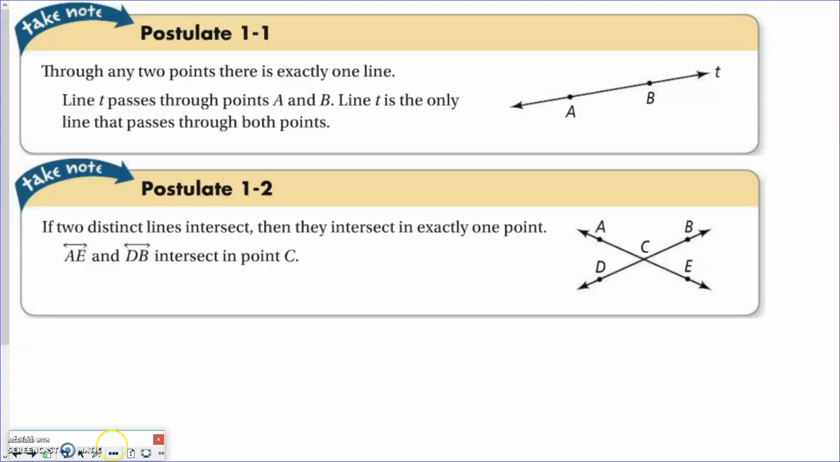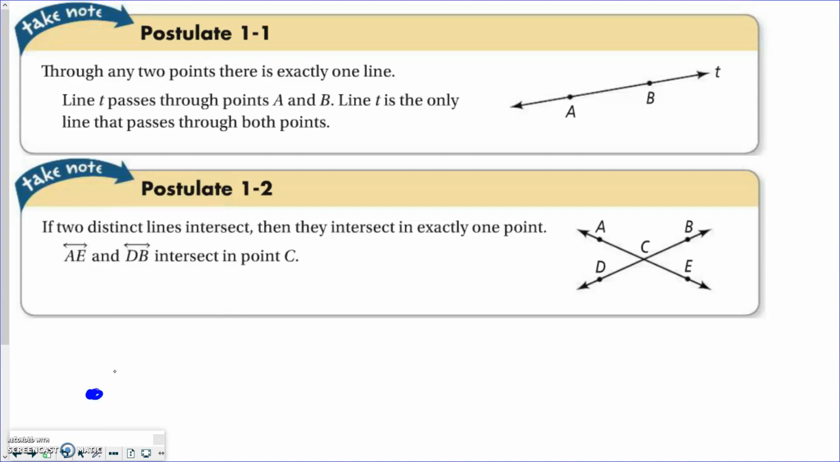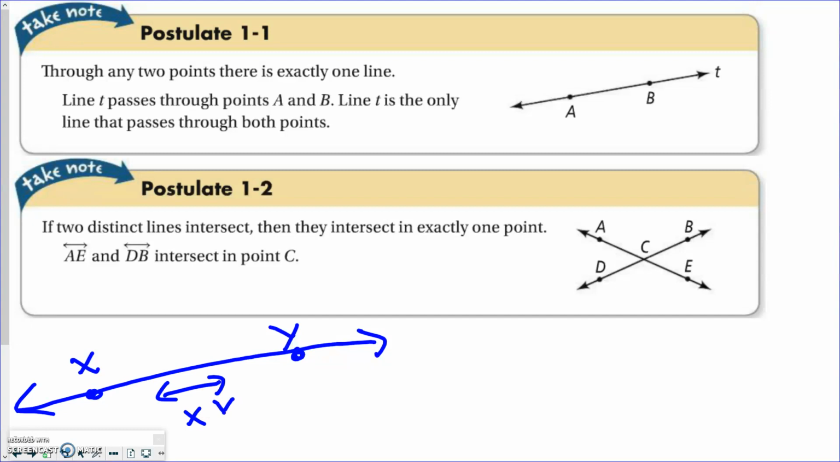So if you put 2 points on a piece of paper, any 2 points you want. I'll give you an example as soon as I find my pen. If I put any 2 points anywhere on the bottom of this screen, there can only exist 1 line that goes through both of these. Okay, and this is the 1 line. I'm going to call it X, Y. Okay, so this is line X, Y.